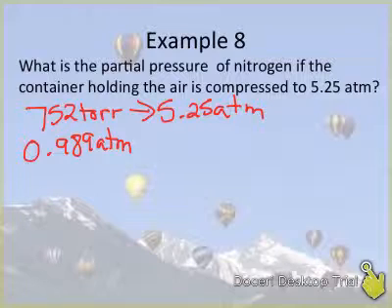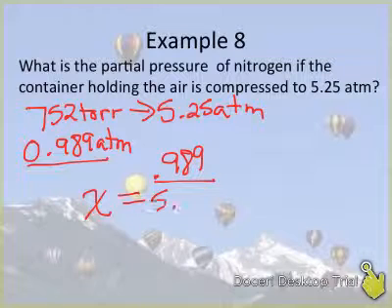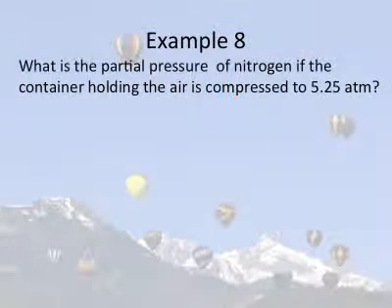So then to do my mole fraction, you do what? You're going to take this number, 0.989, divided by the total, 5.25, and we're going to get 0.148. So if our container is compressed, it's no longer going to be 78%, it's going to be 14.8, so 15%. All right, don't forget about those example problems as your homework.